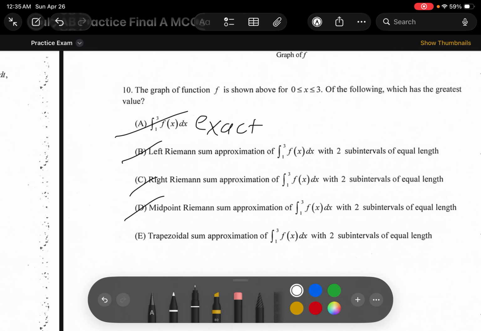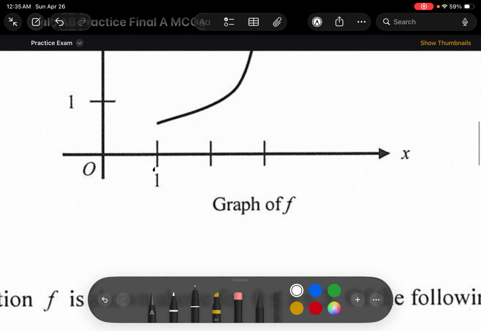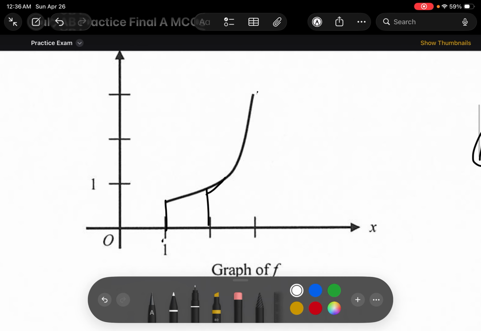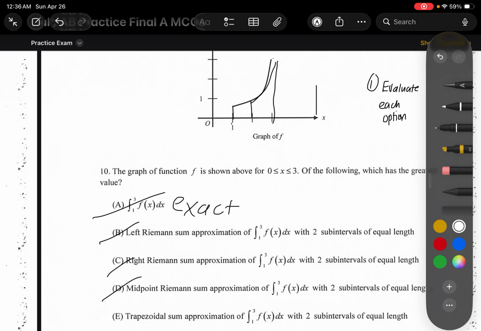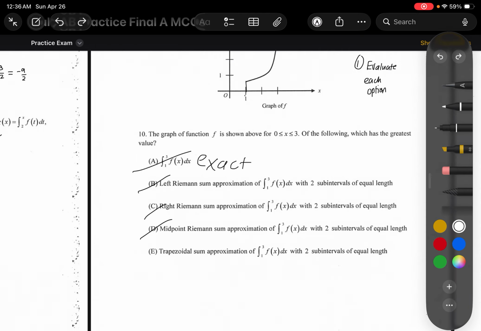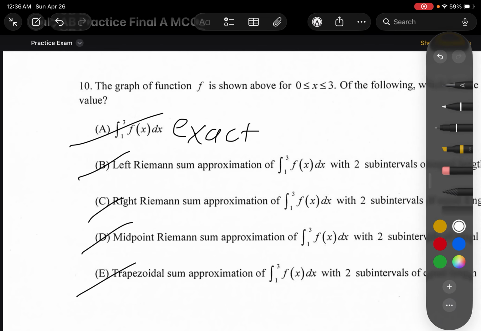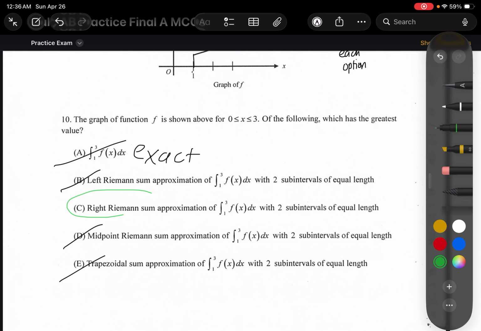A trapezoidal sum from 1 to 3 with two subintervals of equal length. So basically, we're going to draw mini trapezoids here. And by the looks of it, this is going to be a very narrow trapezoid. It's similar to option A, where it's going to be the exact value. So that's still not going to be our greatest value. So, oh wait, why did I cross out C? My apologies. C is going to be our answer because of the over approximation or overestimate that it provides.